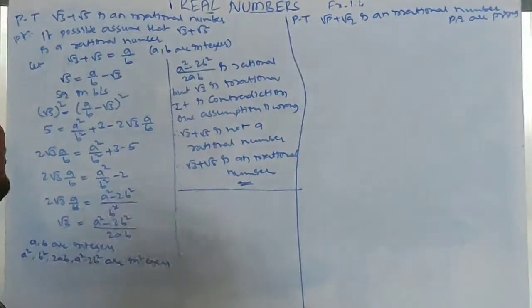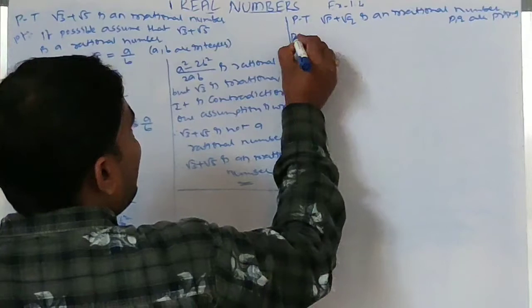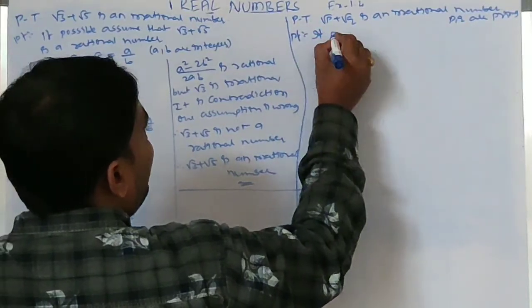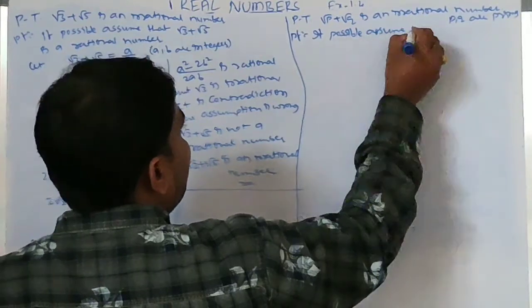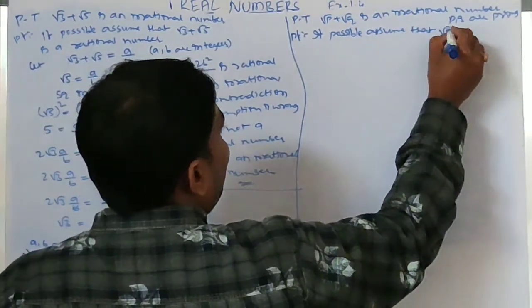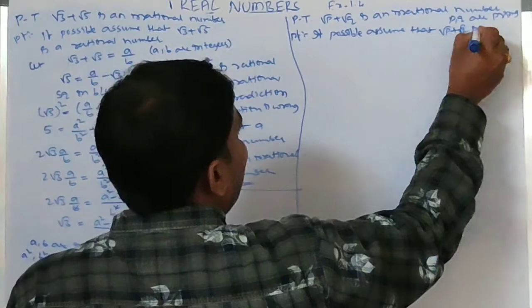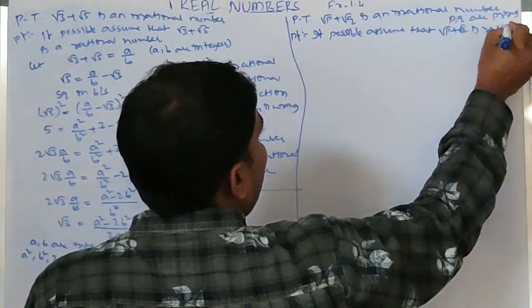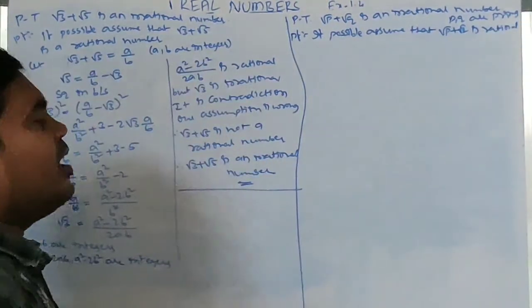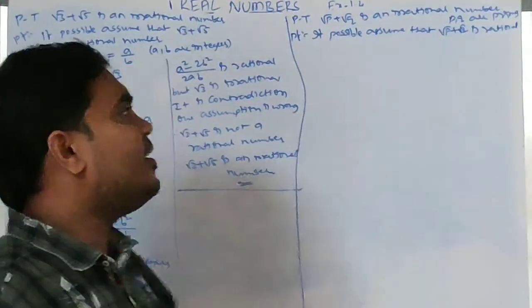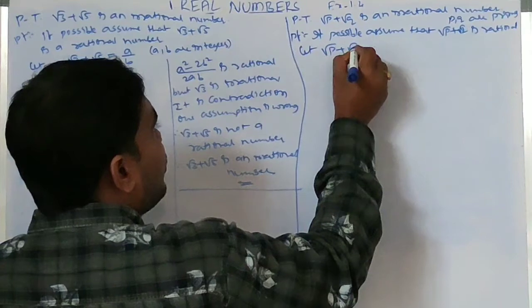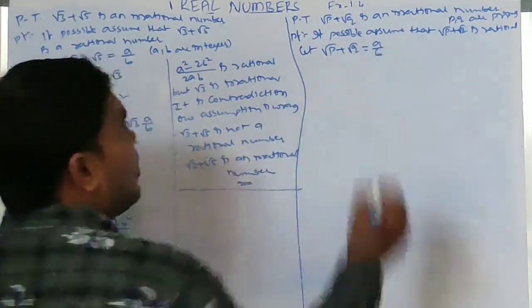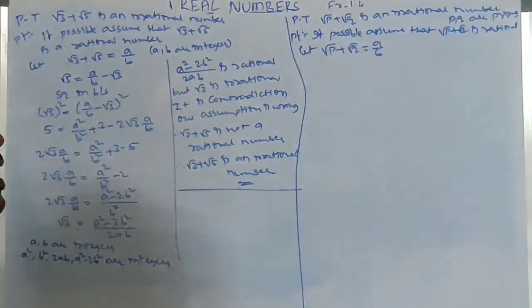So same like this. Proof: if possible, assume that root p plus root q is rational. If it is possible, let us consider it is a rational number. Let root p plus root q equal a by b.